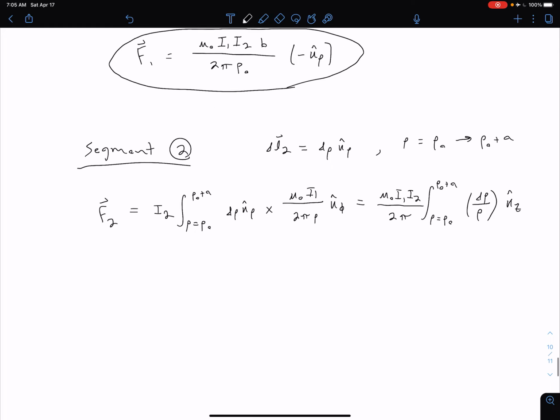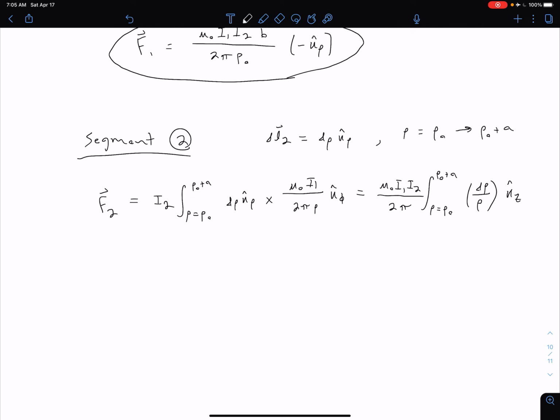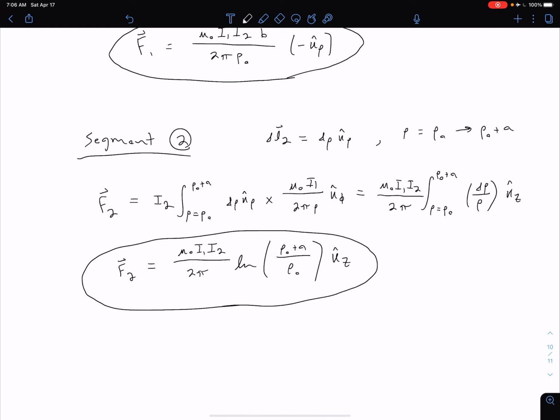Doing that integral, you might recall that the integral of 1 over x, or in this case 1 over rho, is just the natural log. So we find that our force on segment 2 is equal to mu naught times the product of our two currents, I1, I2, divided by 2 pi, times the natural log. Using log properties, it would be log of rho naught plus a minus log of rho naught, which we can change into log of rho naught plus a divided by rho naught. And again, that's in our z direction. Okay, so there's our equation for force 2.